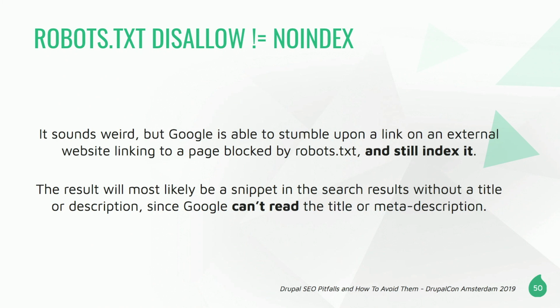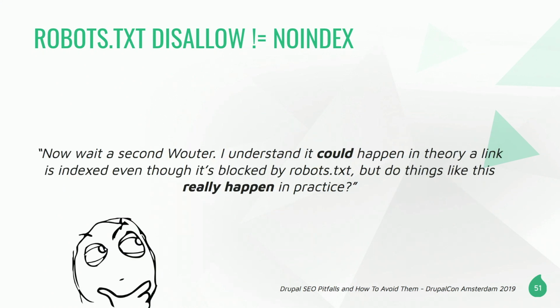So if Google finds a link that's not in its index, Google will most often say, okay, I'll add it to the index, regardless of whether there's a block in the robots.txt or not, because robots.txt doesn't impact indexing. So the result will most likely be a snippet that just has a URL, no description and no title, just your URL on your site, which looks very weird.